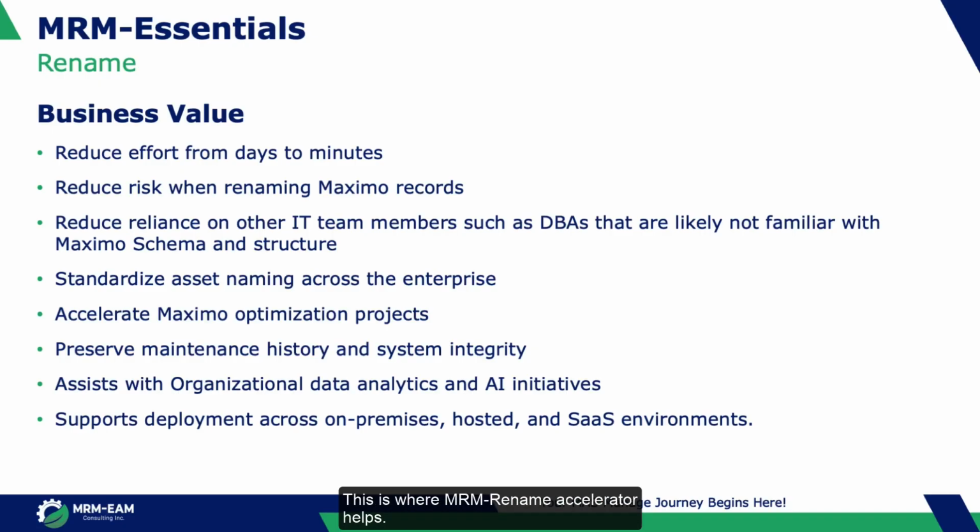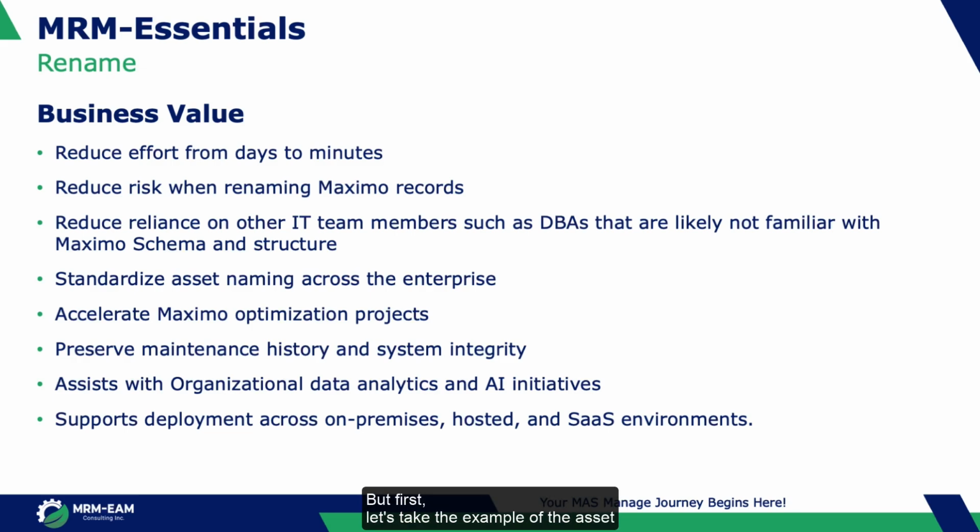This is where the MRM Rename Accelerator helps. The accelerator provides a controlled, automated way to rename records while preserving all relationships and history across the system. Instead of manually tracking dependencies, the accelerator manages this process for you. Let's go take a look and see how this accelerator works.